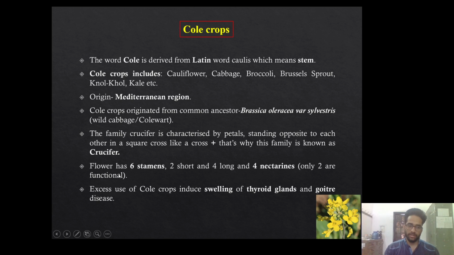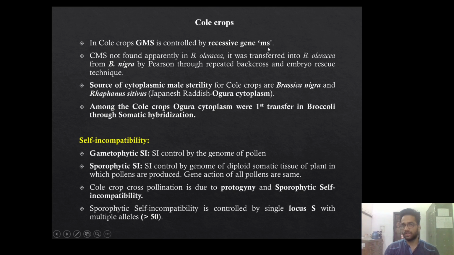In cole crops, genetic male sterility, GMS, is controlled by a single recessive gene, ms. CMS is not apparently present in Brassica oleracea. It was transferred into Brassica oleracea from Brassica nigra by Pearson by using backcross or embryo rescue technique. The sources of CMS, which is cytoplasmic male sterility, for cole crops are Brassica nigra and Japanese radish. From Japanese radish, Ogura cytoplasm is obtained. Among cole crops, the Ogura cytoplasm, which is a sterile cytoplasm, was first transferred into broccoli through somatic hybridization, then into other cole crops. Remember this, it's important.